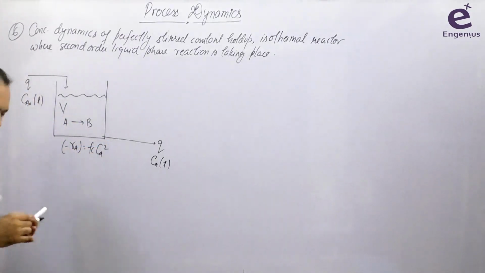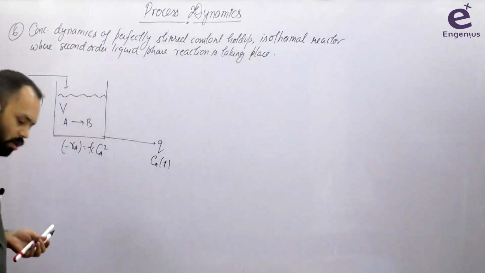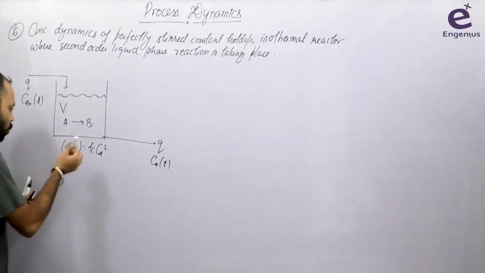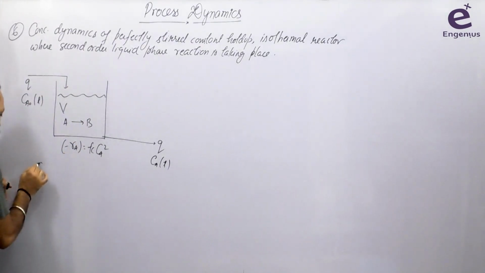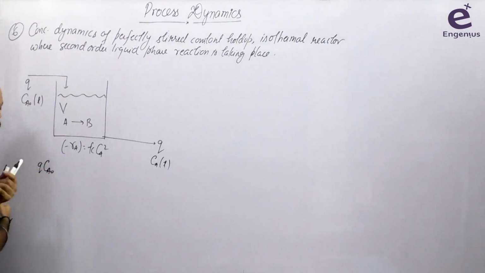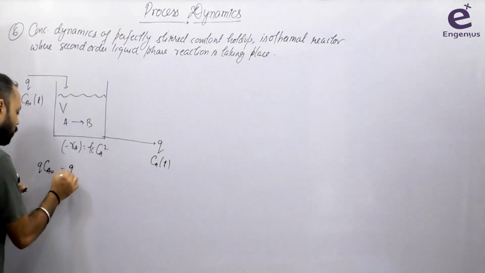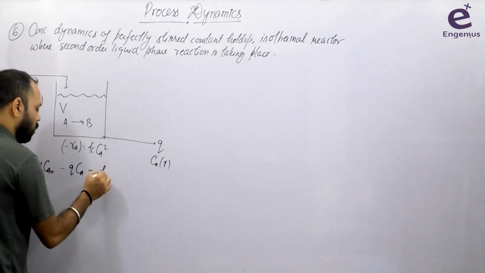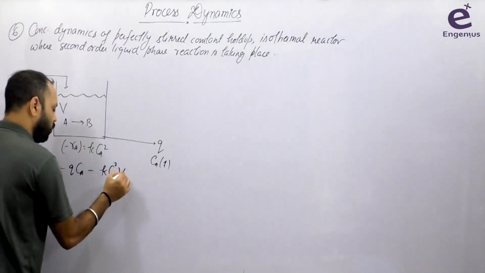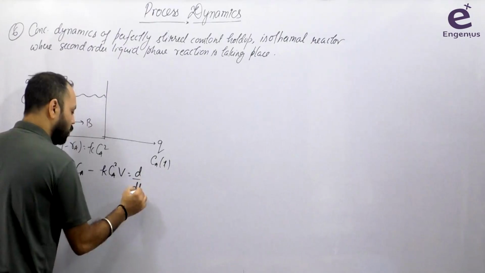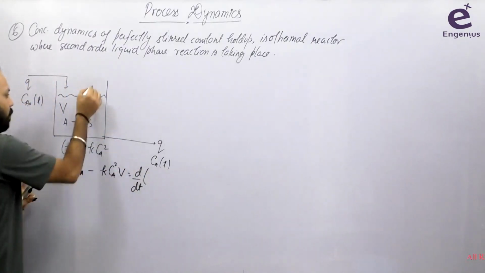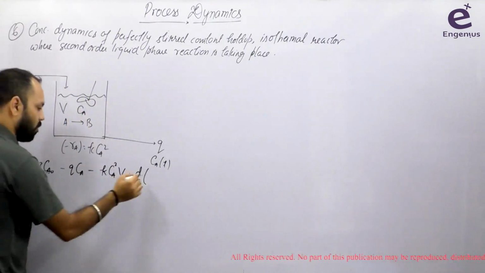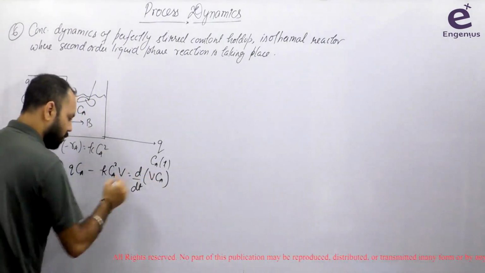Can you write the balance? Stop the video, write the balance, see if you can write it or not. If you could write it, good, you have understood something. Now, what is the A which is getting in? Q Ca naught. What is A out? Q Ca. What is the reaction? Minus k Ca square into V is equal to d by dt of V Ca. This is perfectly mixed, okay? Perfectly mixed means this concentration and this concentration are same.